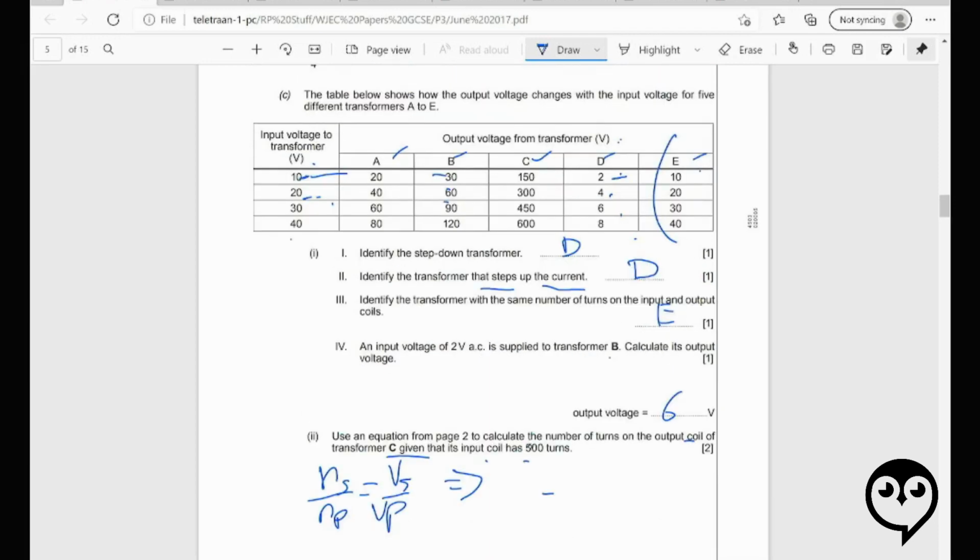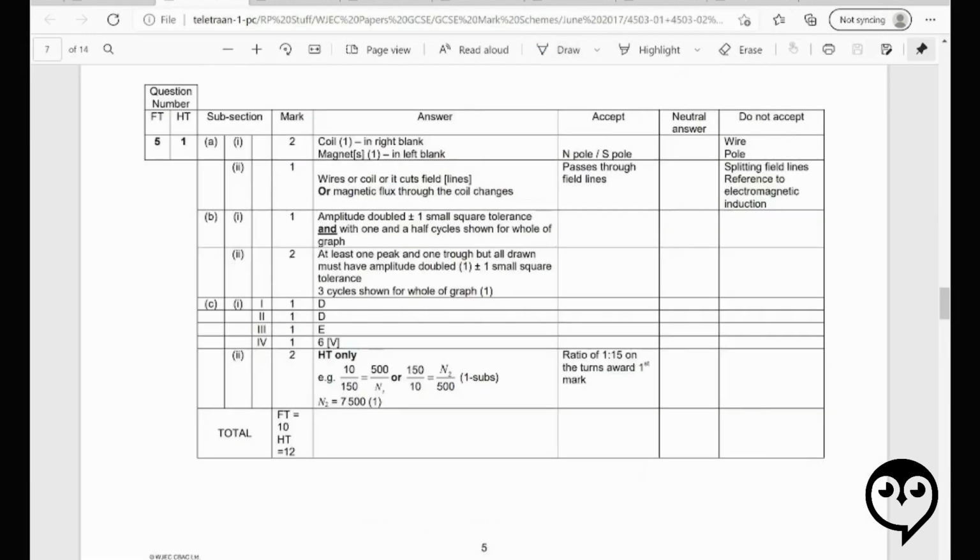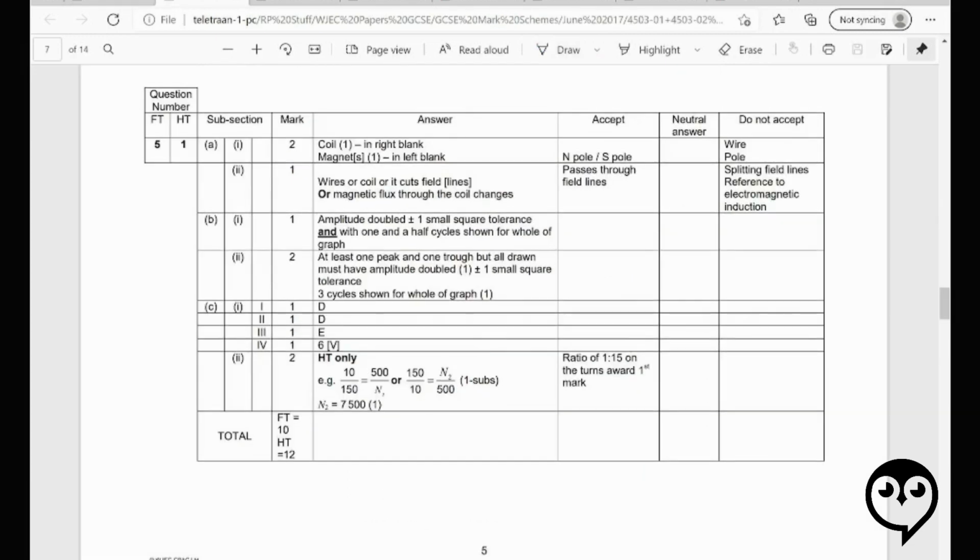Calculate the number of turns on output coil C given the input has 500 turns. So that's going to be 500 times, let's say, 300 over 20. So it looks to me like I've got 15 times 5, so is that 7,500 turns? Let's have a look. 7,500 turns, good, happy about that.